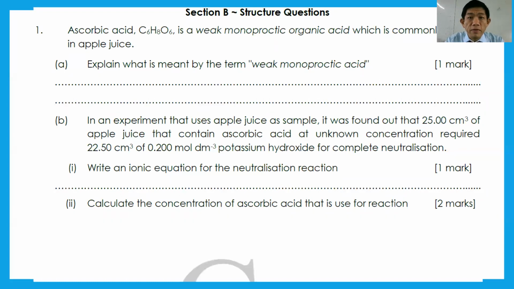We are going to continue with the structure questions, starting from question number 1. Ascorbic acid C6H8O6 is a weak monoprotic acid, which is commonly present in apple juice. So explain what is meant by the term weak monoprotic acid.